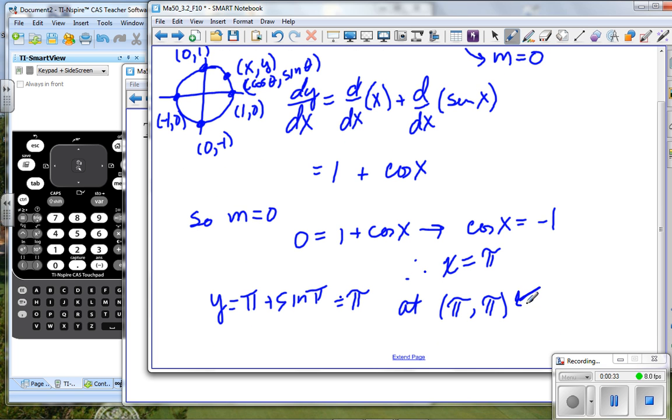This is our exact value. If we wanted to come up with an approximate value, of course we could. Okay, well, let's go on to our next problem.